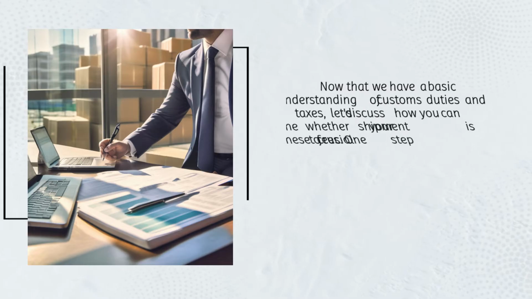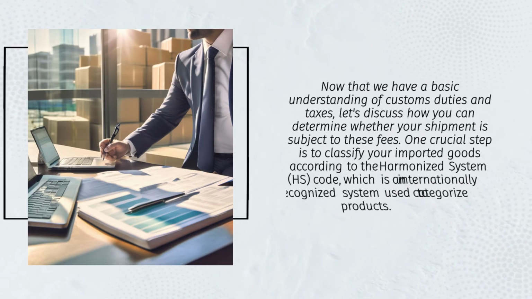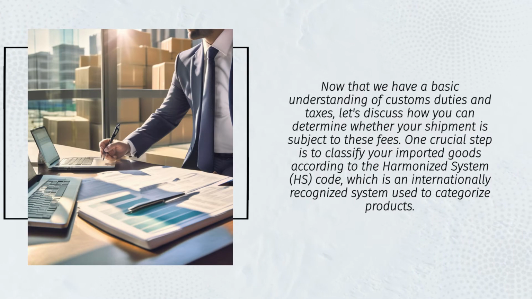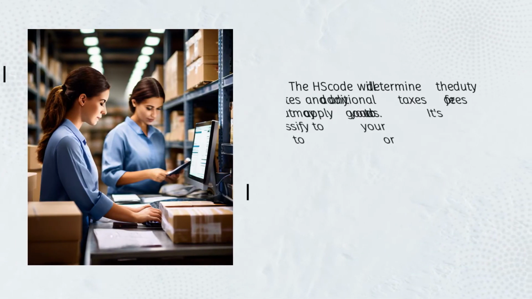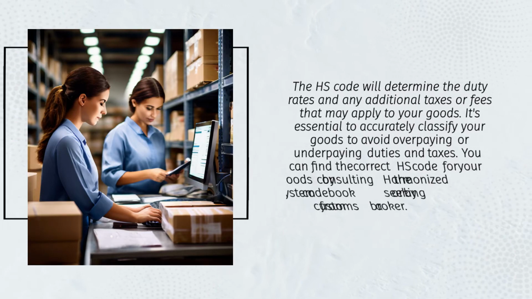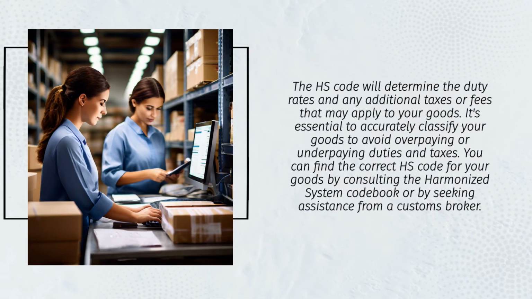Now that we have a basic understanding of customs duties and taxes, let's discuss how you can determine whether your shipment is subject to these fees. One crucial step is to classify your imported goods according to the Harmonized System (HS) code, which is an internationally recognized system used to categorize products. The HS code will determine the duty rates and any additional taxes or fees that may apply to your goods. It's essential to accurately classify your goods to avoid overpaying or underpaying duties and taxes.